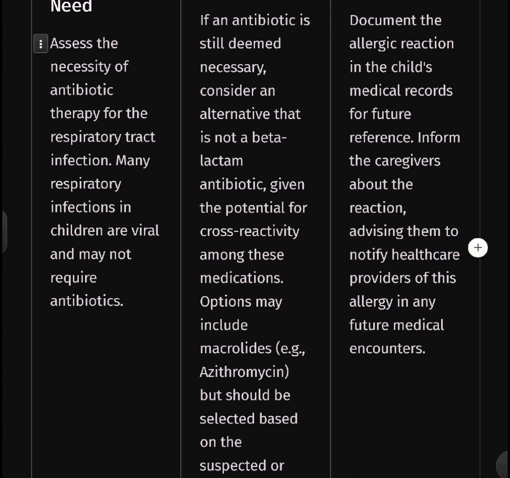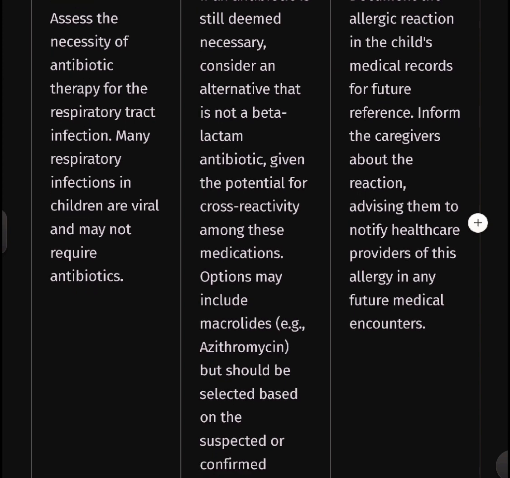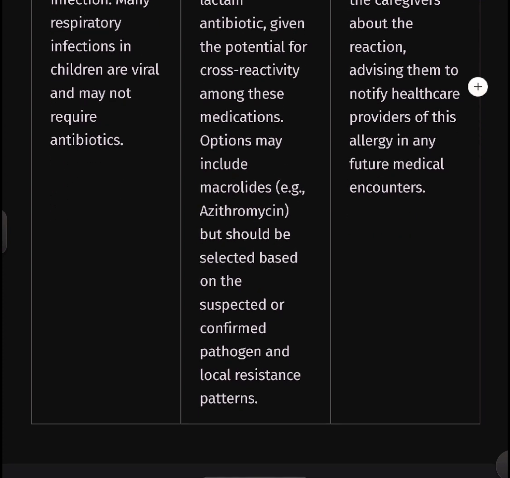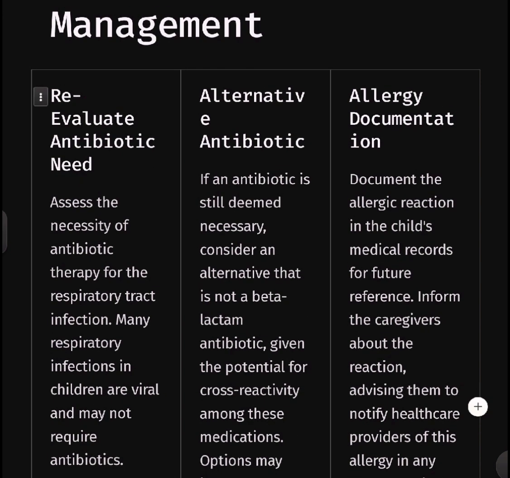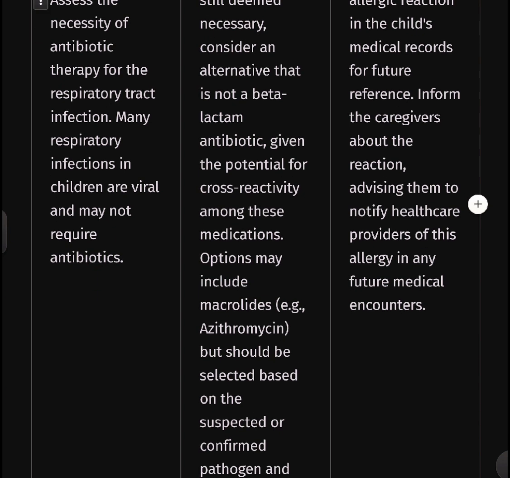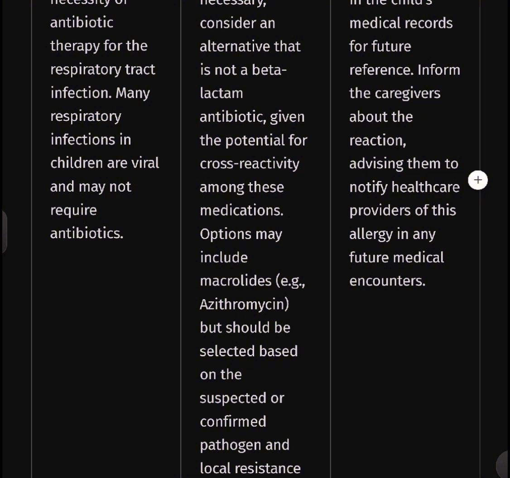Alternative antibiotics: if an antibiotic is still deemed necessary, consider an alternative that is not a beta-lactam antibiotic, given the potential for cross-reactivity among these medications. Options may include a macrolide such as azithromycin, which should be selected based on the suspected or confirmed pathogen or local resistance patterns. Allergy documentation: document the allergic reaction in the child's medical records for future reference. Inform the caregiver about the reaction, advising them to notify healthcare providers of this allergy in any future medical encounters.